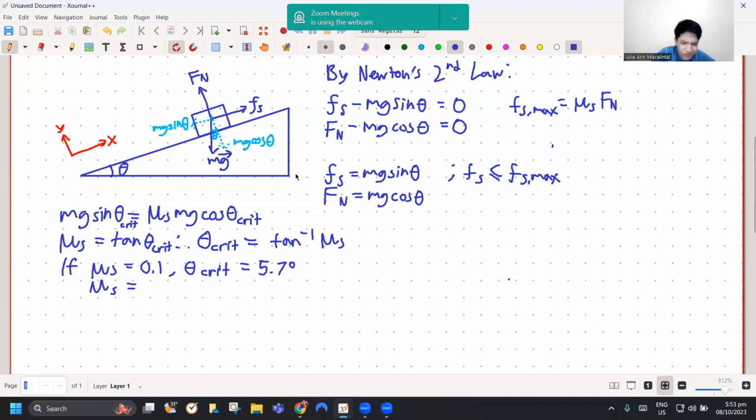Eh kung ano naman po. Okay, ngayon chineck ko kasi sa Google yung max coefficient of static friction between rubber and normal street pavement. It's 0.90. So if mu s is equal to 0.9, ano yung critical angle?